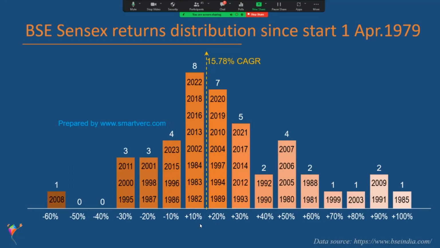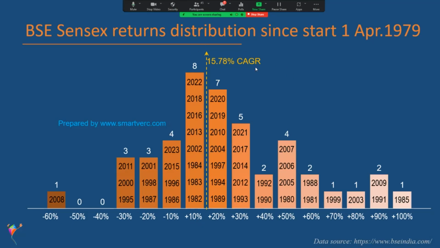So plus 10% is the first entry, which shows the years in which the Sensex has given a return of 0% to 10%. It is like this for 20%, 30%, 40%, and so on. Each bar represents the years, and on the top you can see the number of years. So it is very intuitive, I hope.